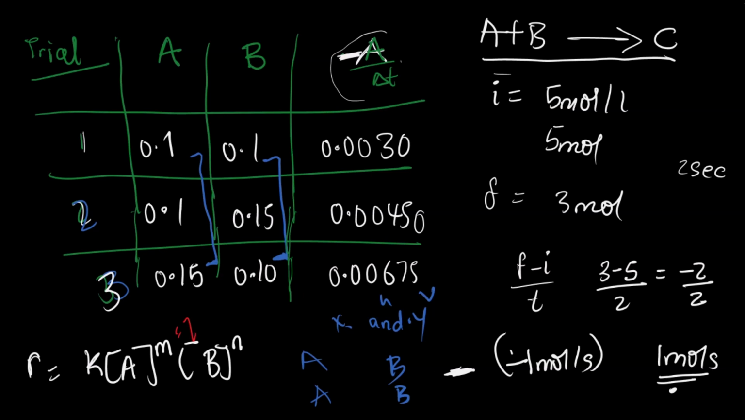Now we'll apply this same process for B. So take reactions in which the concentration of A remains constant while the concentration of B changes. Now taking a look at reactions 1 and 2 that we have here, the concentration of A remains constant. So we'd make use of reactions 1 and 2.